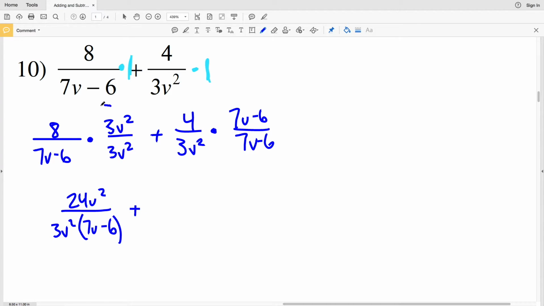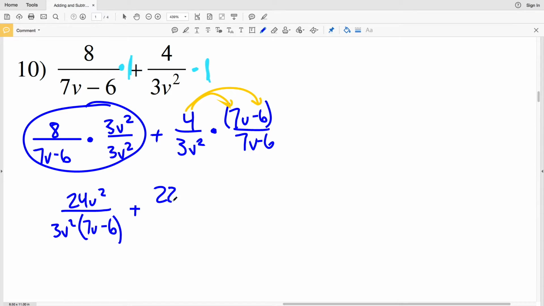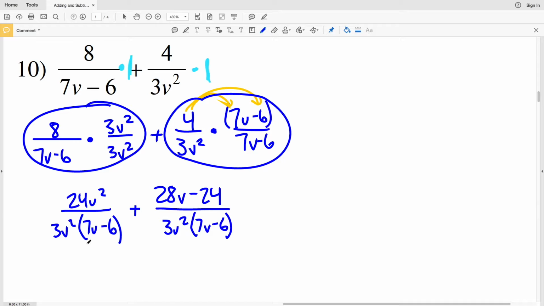And that first fraction will get added to 4 times 7v minus 6, where we can think of the 4 as distributed to both the 7v and the 6. So 7 times 4 will be 28v, and then I'm subtracting 4 times 6, which is 24, and that's all over 3v squared times 7v minus 6. So that was our second fraction.